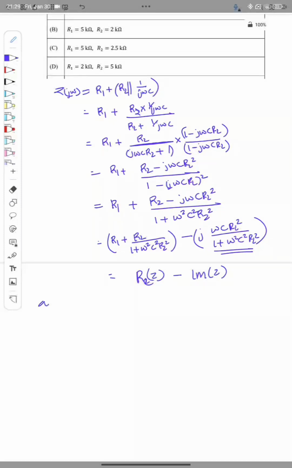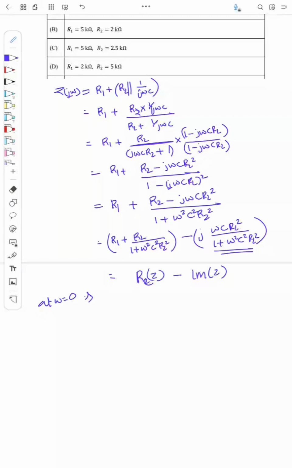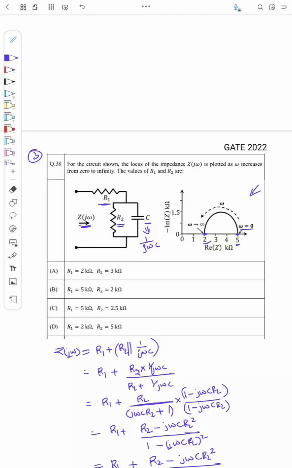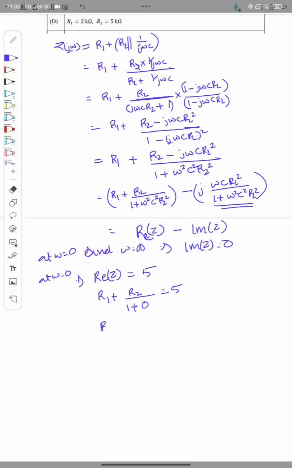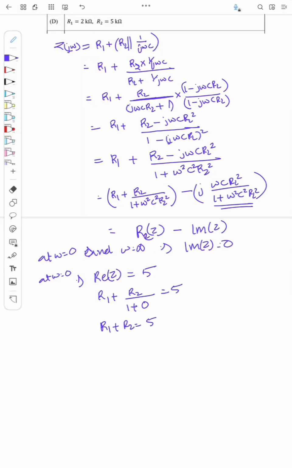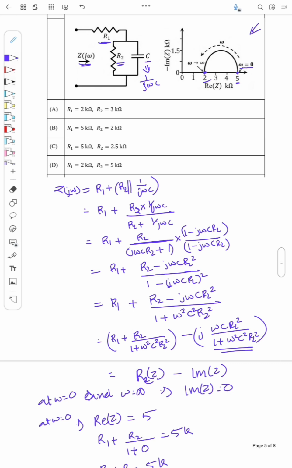So we know at omega equal to 0 and omega equal to infinity, imaginary of Z is equal to 0, while at omega equal to 0 real of Z is equal to 5, right? So this is equal to 5. So real of Z is R1 plus R2 by 1 plus omega is 0, right? So 0 into that term. Okay, this is equal to 5, or R1 plus R2 is equal to 5. That is actually 5 kilo. Okay, so if you see here, it is in kilo ohm.